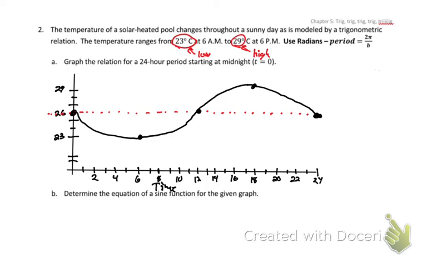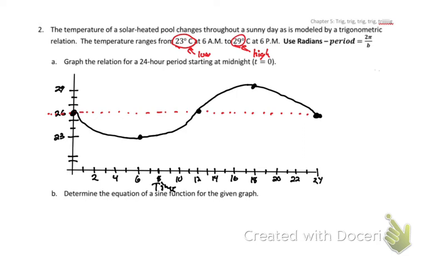Is that a sine graph or a cosine graph? It's a sine. It's a negative sine. Thanks for pointing that out. It has to be negative. So we know at the end, our graph should have a negative out front.